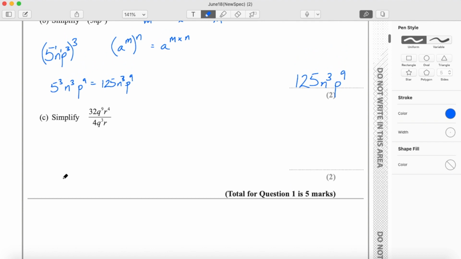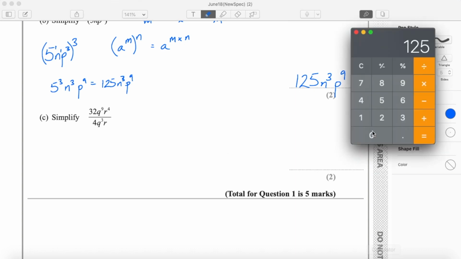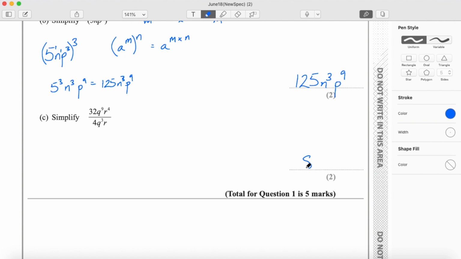1 part C, simplify 32q to the power 9 times by r to the power 4, all divided by 4 times by q to the power 3 times by r. So 32 divided by 4, we can straight away resolve that. 32 divided by 4 is 8, so we know there's going to be an 8 at the beginning of our answer. And now we know 8 will be on top.